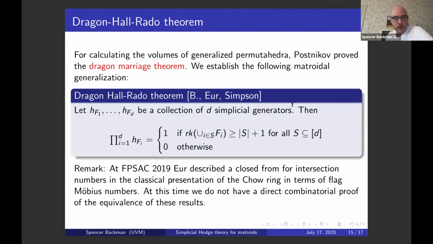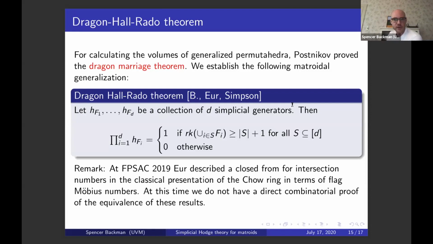I'm not going to state the dragon marriage theorem, but I'll state our matroidal generalization, which we call the Dragon-Hall-Rota theorem. Let h_F1 through h_Fd be a collection of d simplicial generators, where d, I haven't written this, is going to be 1 less than the rank of the matroid.